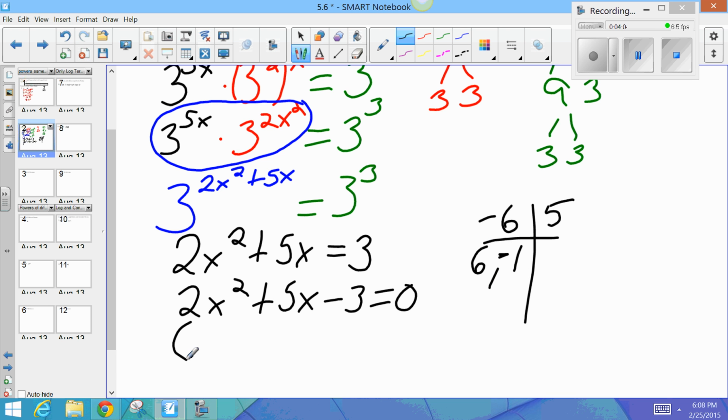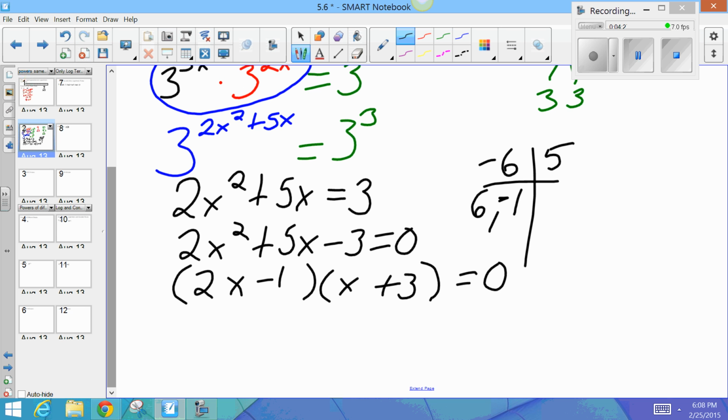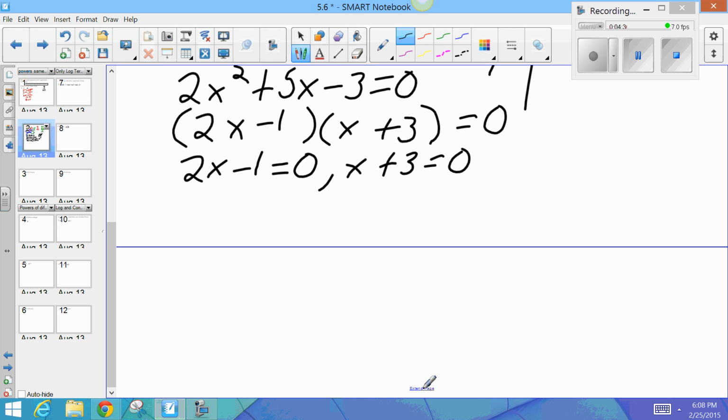6 and -1. So first times first is 2x times x, which gives you your 2x squared. Outer times outer is a 2 times a positive 3 to give me positive 6. Inner times inner is 1 times -1. And last times last is -3. Set my factors equal to 0 and solve both equations.